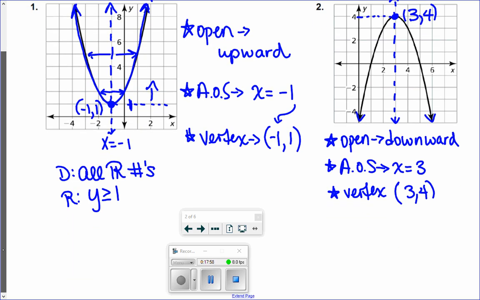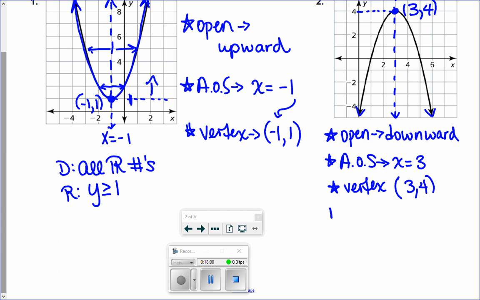And then last but not least, let's talk about domain. The domain should be easy because the domain is always all real numbers. It's a word problem.